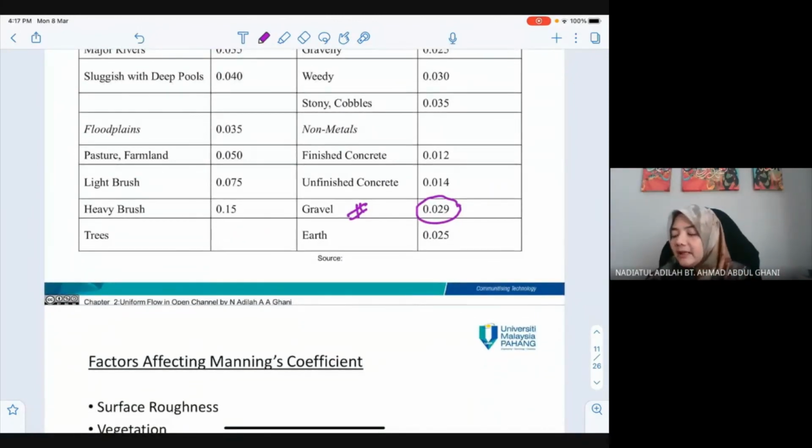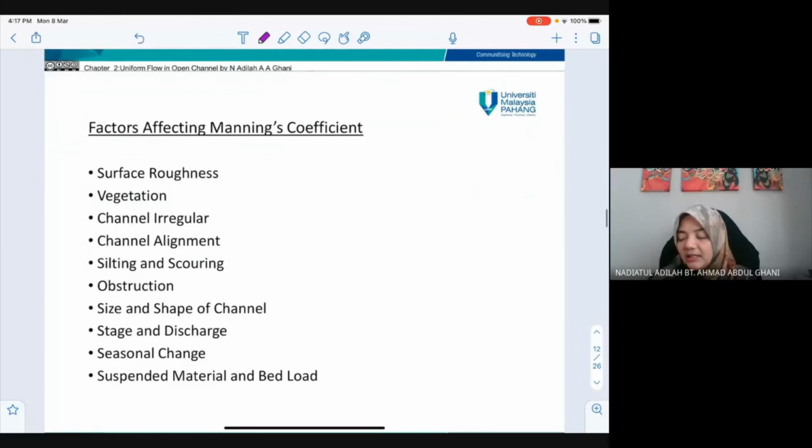So faktor yang affect this Manning coefficient N, yang mempengaruhi Manning coefficient N, this is the factors. Ia bergantung kepada surface roughness, channel regularity, channel alignment, size and shape of the channel, suspended material and also bed load.